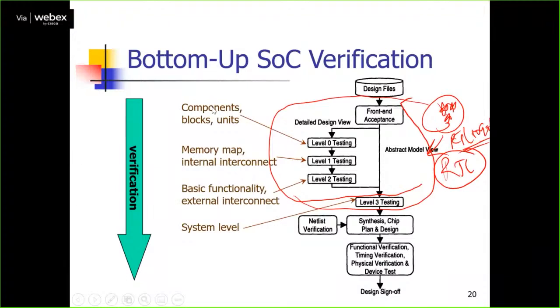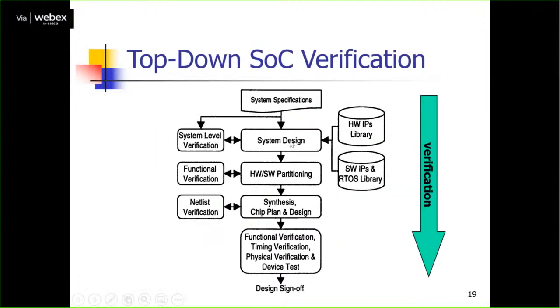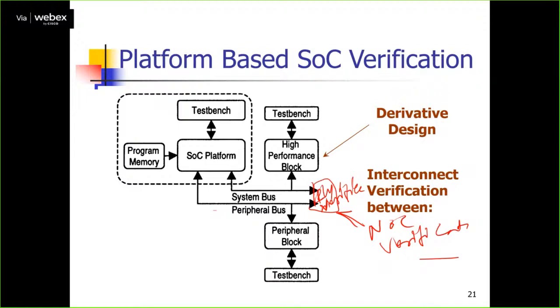You can see there, we started with the components, we come out with a system. So that's why it's called a bottom-up verification. In the previous case, we had a system, we partitioned it as blocks, as units, as subsystems, and you verified that here, right? So that's why it's called a top-down approach. This is a bottom-up approach.